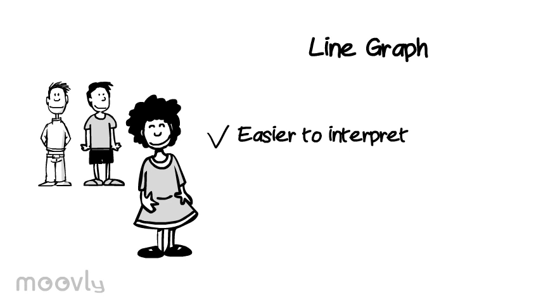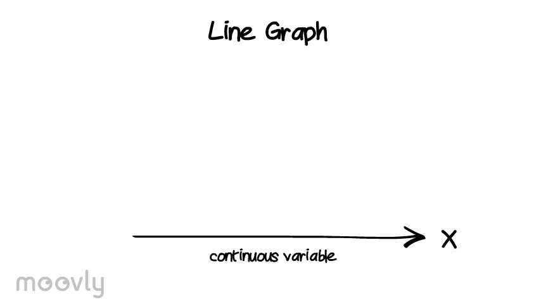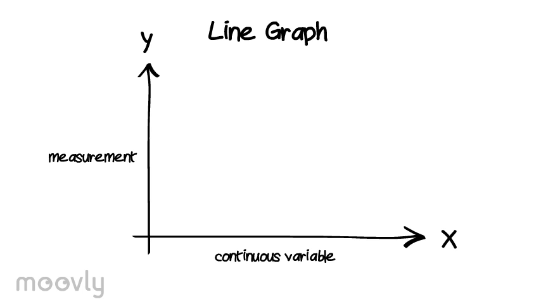After analyzing the table, the team decided to present their data using a line graph because a line graph would be easier for the audience to interpret, and it would also do a better job at highlighting the pattern of growth for each plant. In a line graph, the x-axis represents the continuous variable and the y-axis represents the measurement.